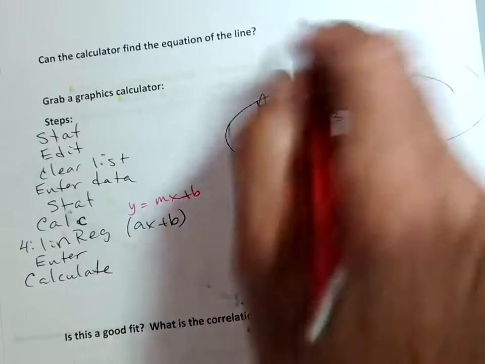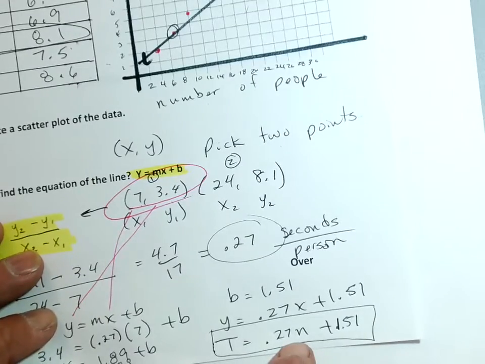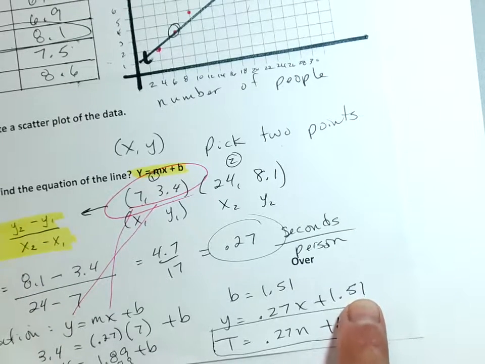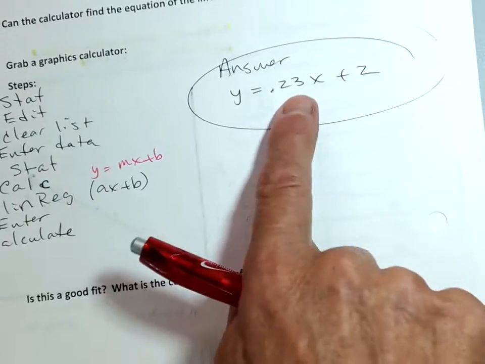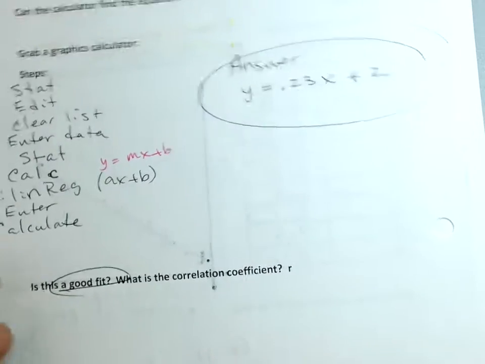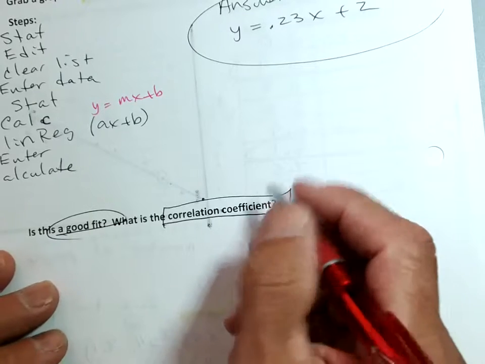So, how close was I? Well, let me see. I had a 0.27x plus 1.51, okay? And that's not bad, but the calculator does it better. The calculator really fits that line in. So here's what the calculator got: 0.23x plus 2. Now, how good is mine? Well, there's this thing, how good of a fit? What's the correlation coefficient?